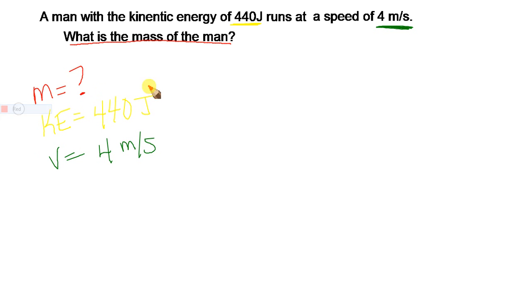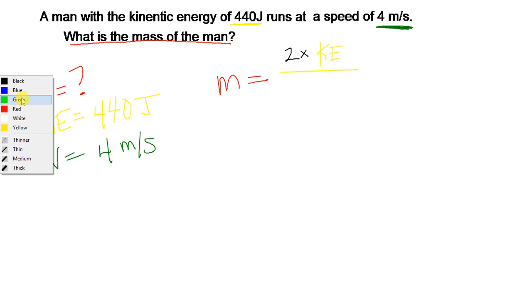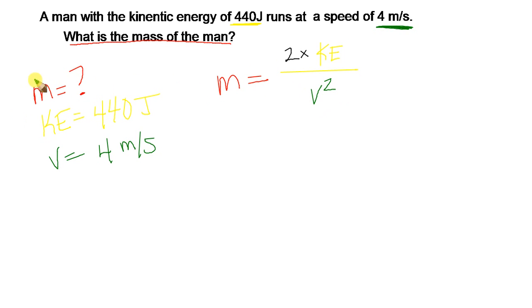Time for me to write that equation. I'm going to use my mass equals equation because I'm trying to solve for mass. And I'm going to look back at my notes, and I'm going to see that mass equals 2 times my kinetic energy, divided by velocity squared. If you write out the equation like this every single time, I'm able to give you partial credit if you make a simple mistake somewhere.